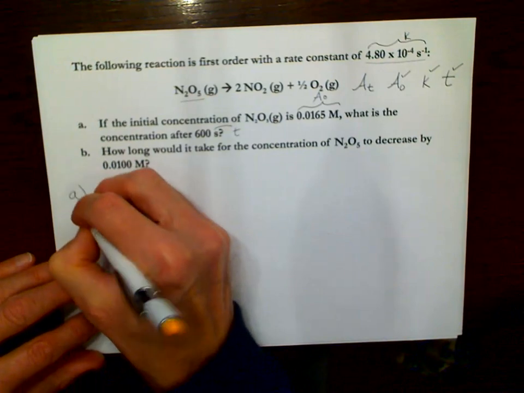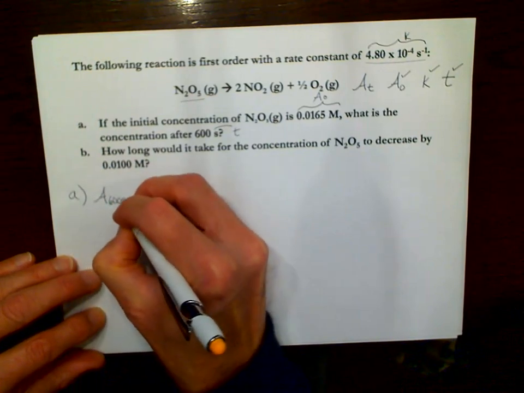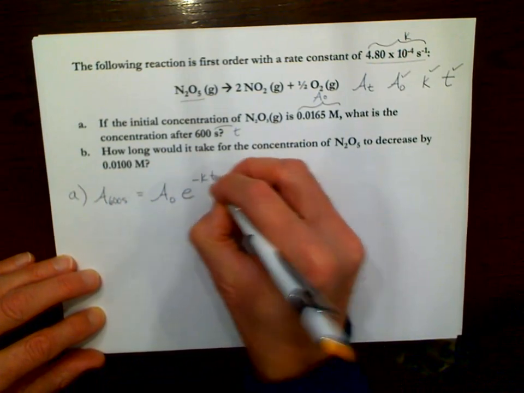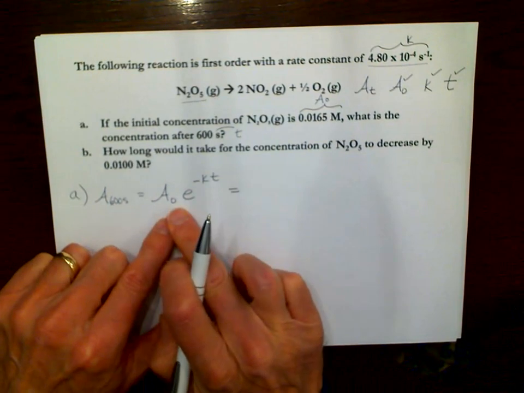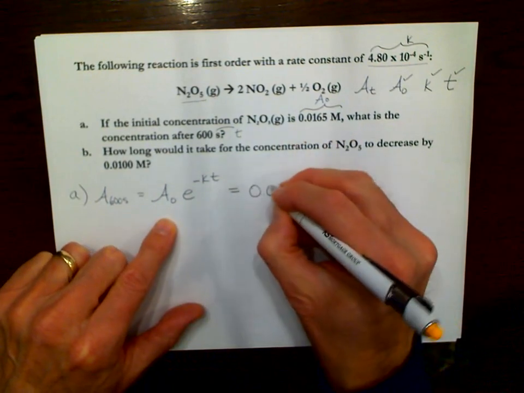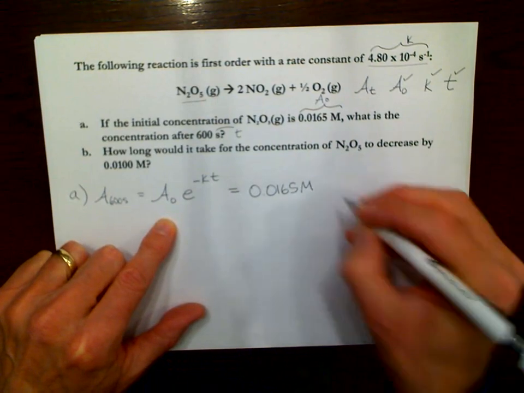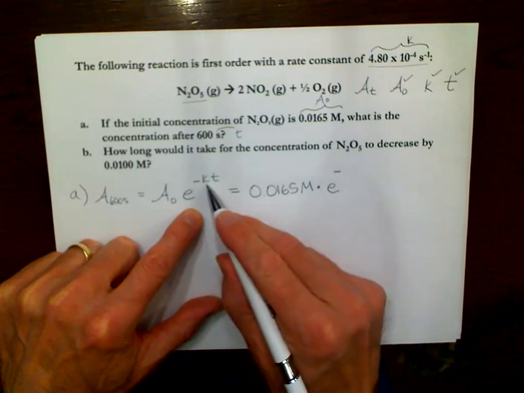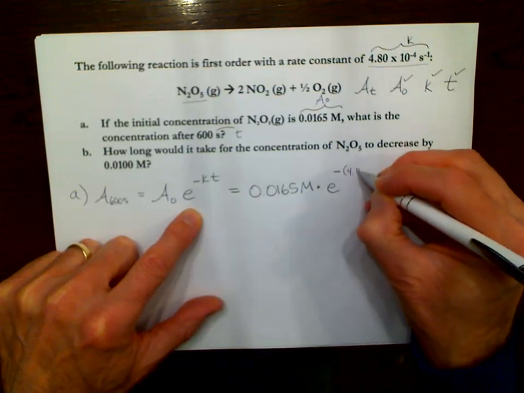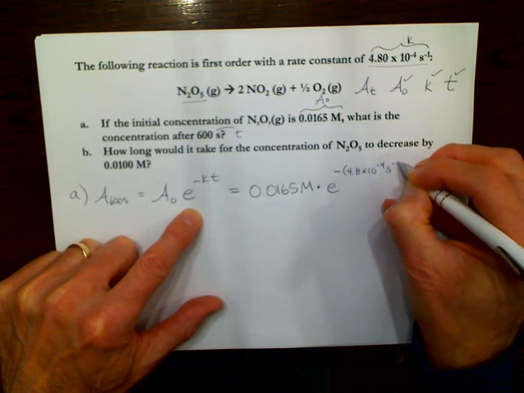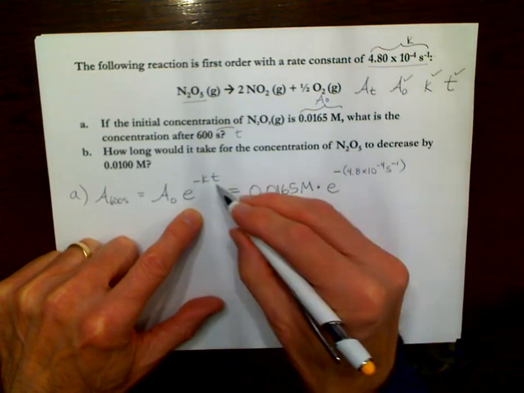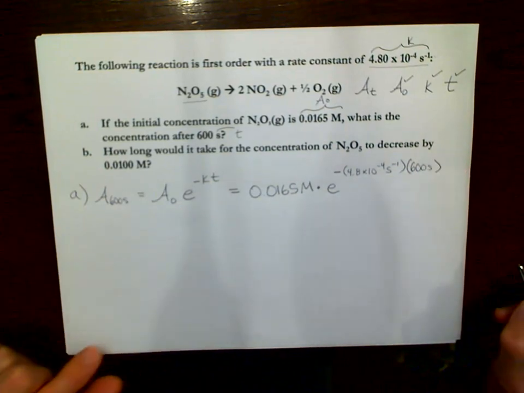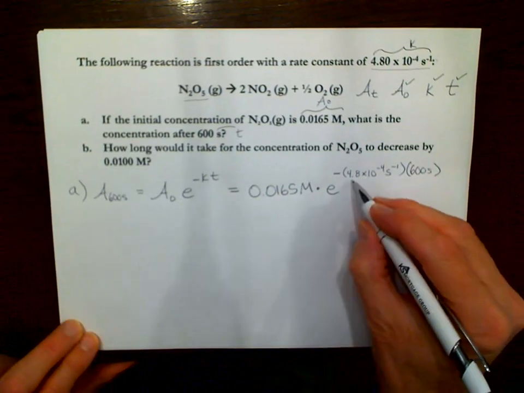So let's see. Part A, the amount present at 600 seconds. That's going to be the amount present initially times e to the minus kt, which should be equal to A naught, there it is, 0.0165 molar, times e to the negative k, which is 4.8 times 10 to the negative 4 inverse seconds, right there, times t, which is 600 seconds. All right, so I'm going to take this product up here.